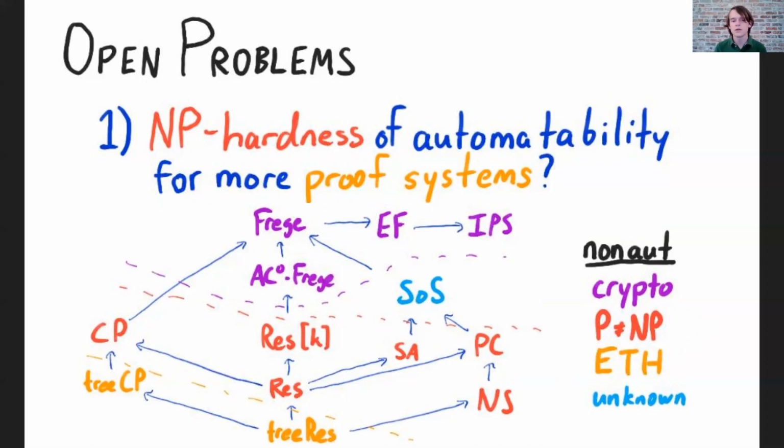The real interesting one, I think, is sum of squares. Sum of squares is a very natural proof system, a very well-studied proof system, and a proof system that people care about algorithmically. But we know absolutely no lower bounds on automatability for SOS, not under any conditions. So this seems like the natural next step.